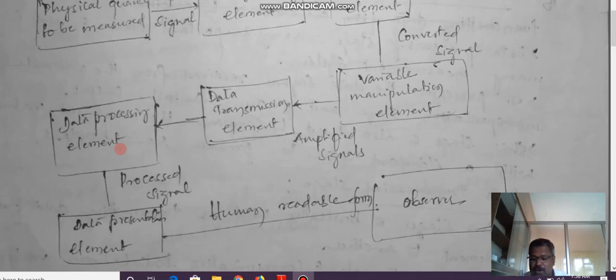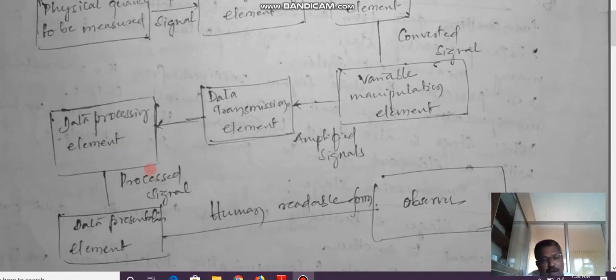The most commonly used data presentation element in many measurement systems is the LED display. So that is what I told, the application form is in the LED form. Now this is the general discussion of the generalized measurement system. Now let's take an example of how it can be made.